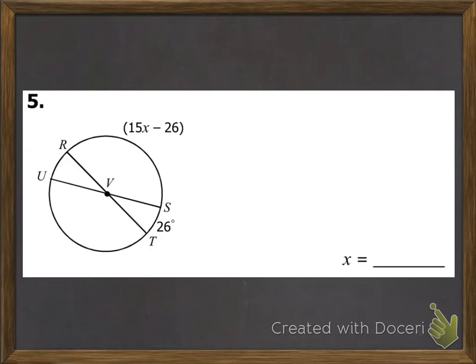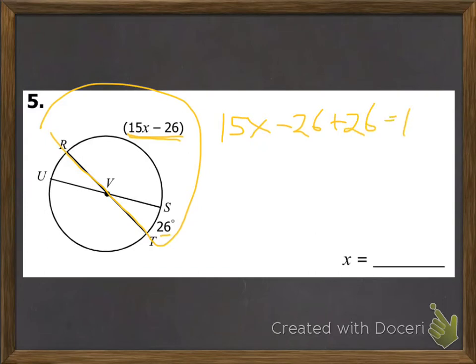So now go ahead and skip down to number 5 here. With this one, we need to find the missing values or measures. We're only going to be looking for the letter X. This is where our X is, and they also gave us this 26 right here. One thing to make note of here is that the 26 degrees and the 15x minus 26 all fall within a semicircle. So one thing that you could do is 15x minus 26 plus 26 equals 180. Or you could also just solve for what this arc is going to be by doing 180 minus 26.